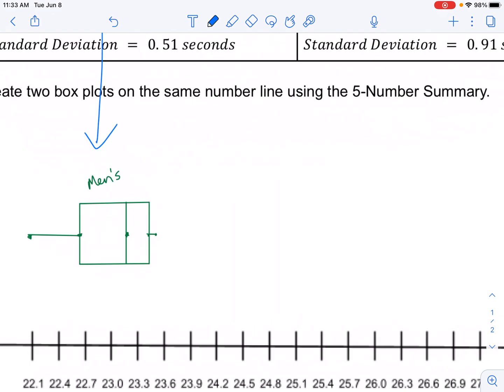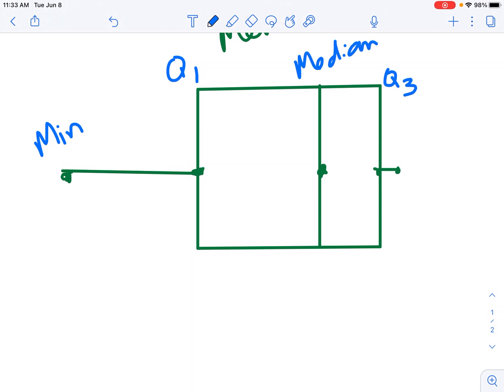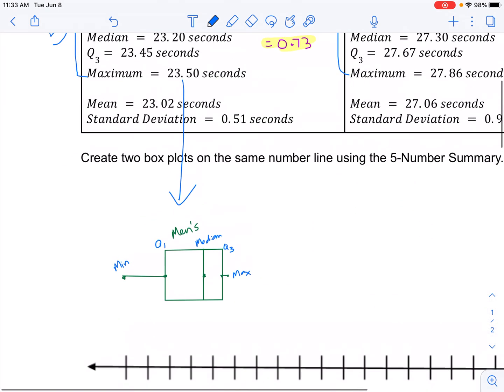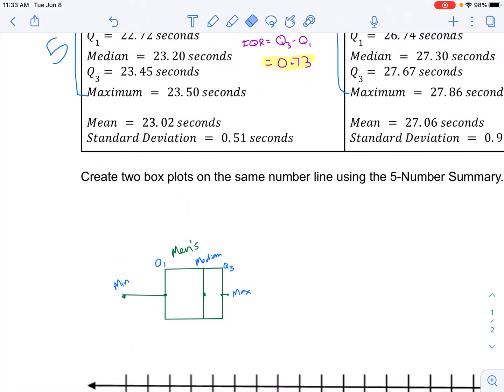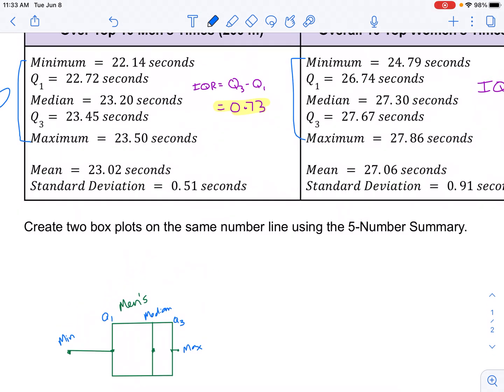And I have, remember, this is my minimum, quartile 1, median, quartile 3, and our maximum. And so in this, our maximum is not our fastest, it's actually our slowest runner because of time. It's a little confusing. And then our minimum is actually our fastest runner. So someone who's the fastest went 22.14 seconds for the 200 meter.